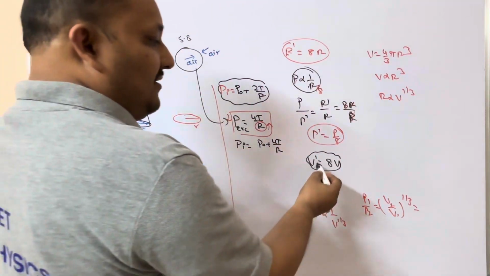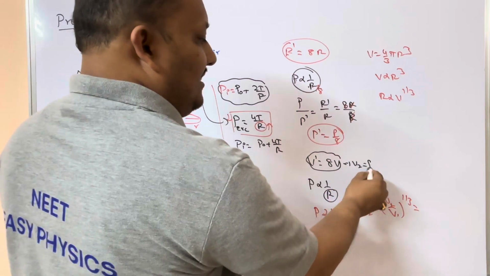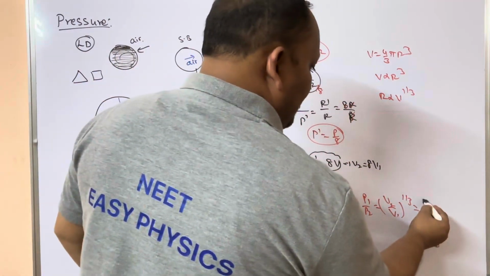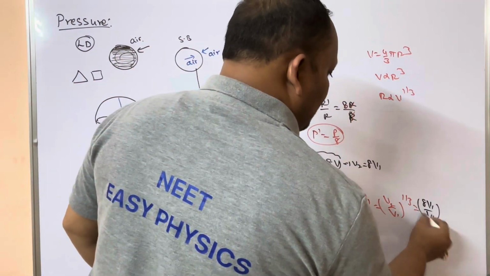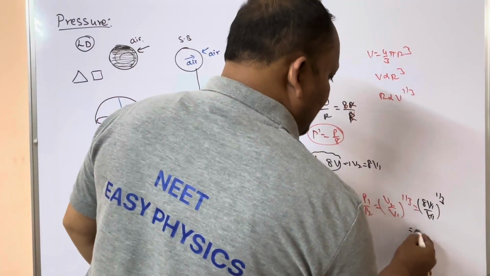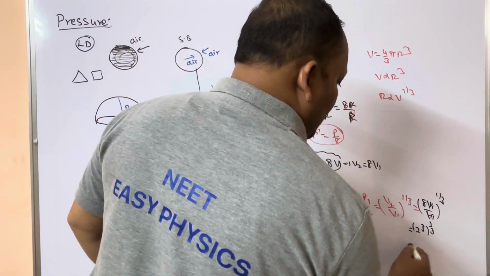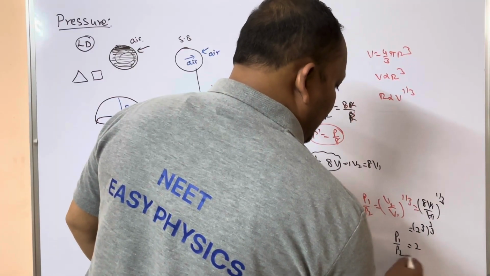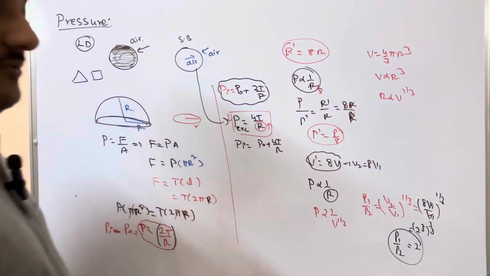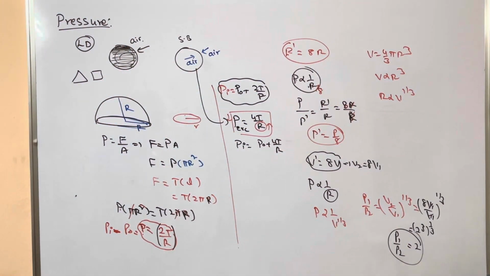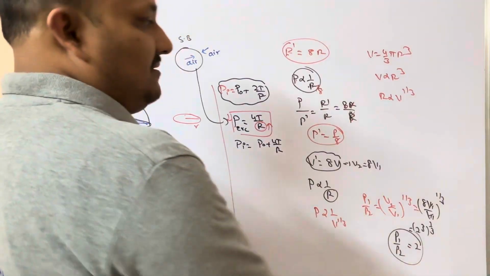What is V2 they gave? V2 is going to be 8 V1. Substitute: 8 V1 by V1 whole power 1 by 3. V1 and V1 will be cancelled. 2 cube whole power 1 by 3. So P1 by P2 is 2. Therefore P2 is going to be P1 by 2, because it is inversely proportional.